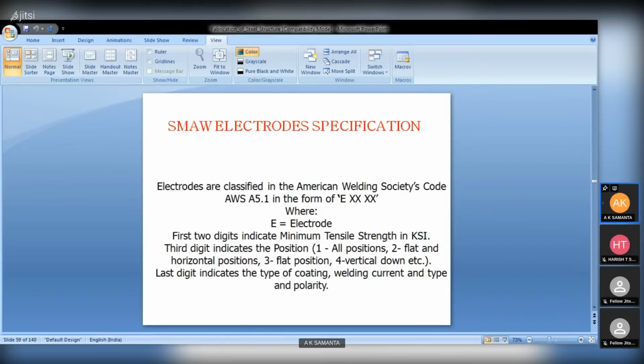Then the third digit indicates the position. 1, 2, 3, 4. They are telling that 1 means this electrode can be applied in all positions.